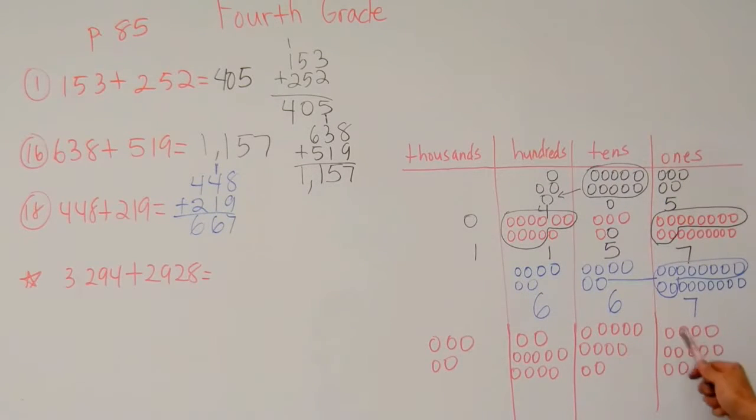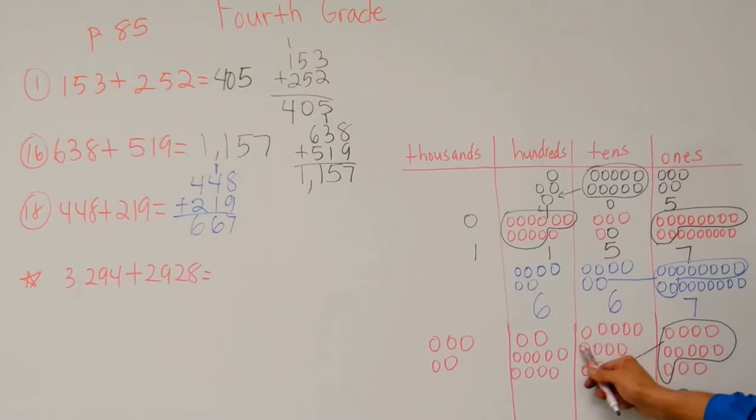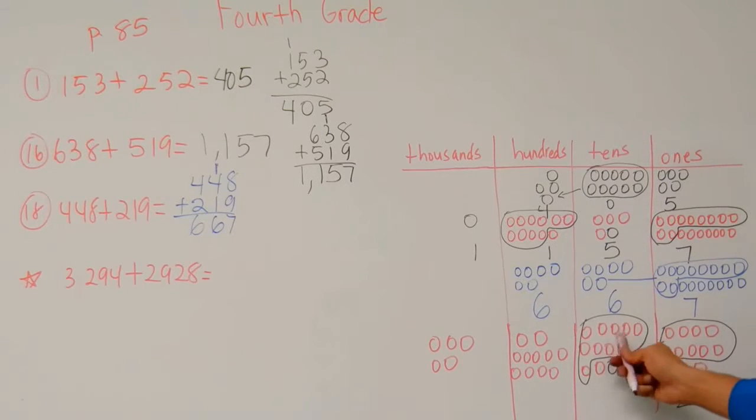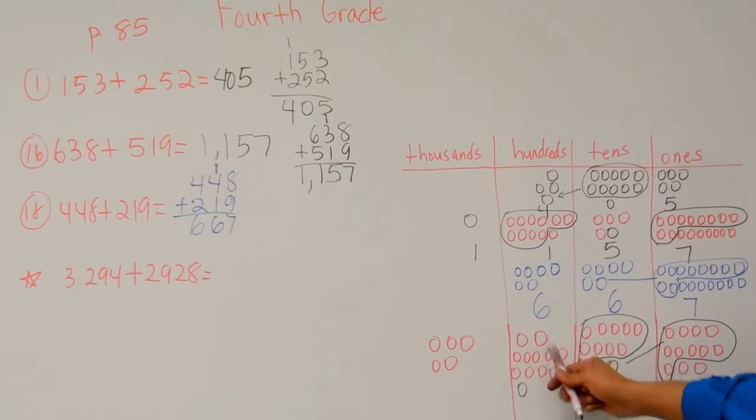So remember, I can't have more than 10 in each spot. So let's start with the ones place. 1, 2, 3, 4, 5, 6, 7, 8, 9, 10. Okay, going to move that 10 over here. So how many do I have here? I have 2 left, 2 ones. Now let's take a look at the tens place. Here I've got 1, 2, 3, 4, 5, 6, 7, 8, 9, 10. Again, I've got 10 tens. Now that's going to become 100. How many tens do I have left? 1, 2. I'll put that there. Got 2 tens.